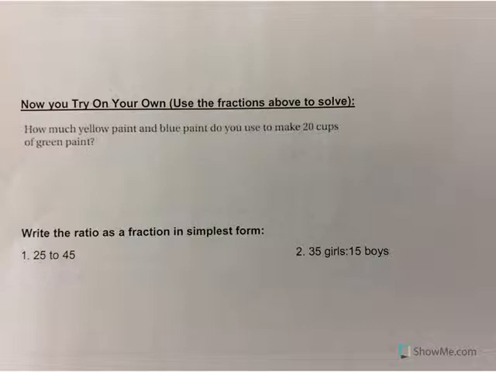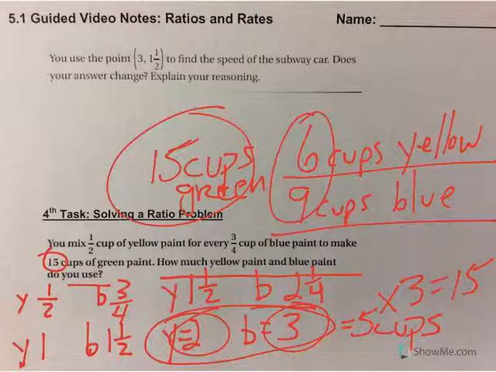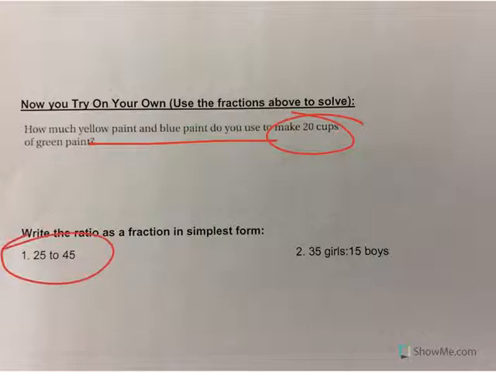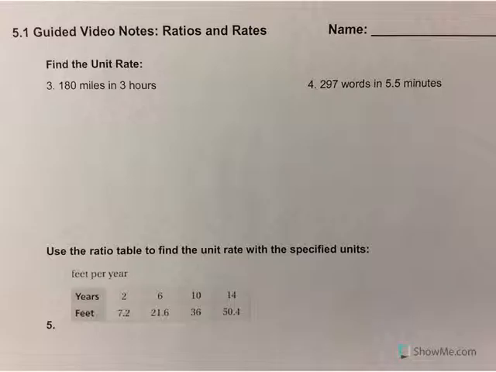So for the try it on your own problems now, you can certainly use all of these numbers I have for the 15. They want to know how much yellow paint and blue paint to make 20 cups. And then try these problems on your own here. Simplify 25 to 45. Simplify 35 girls to 15 boys. You're finding your unit rate.